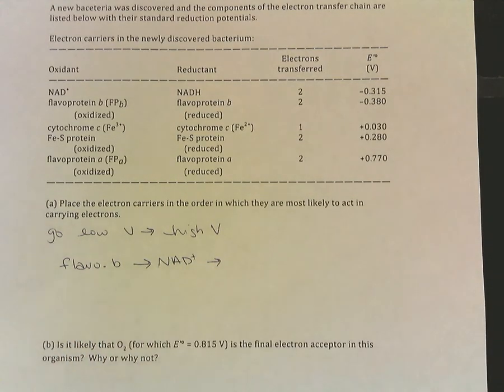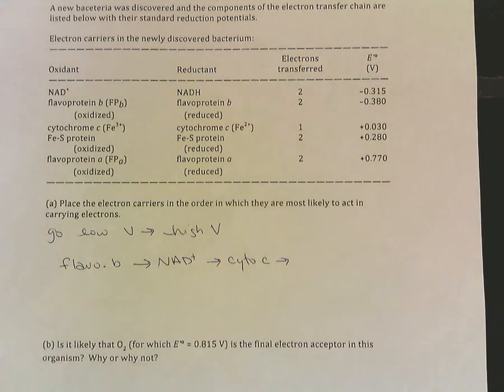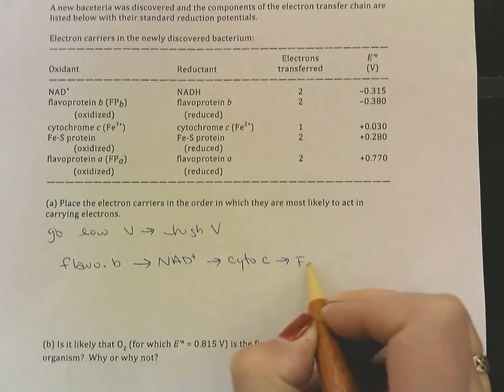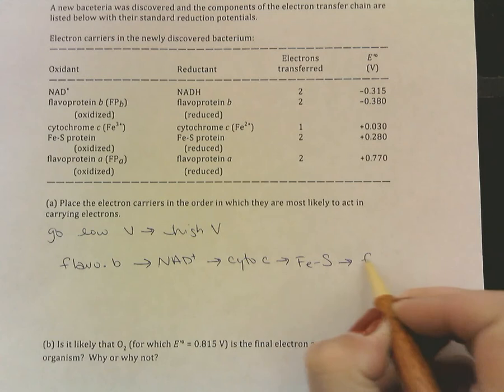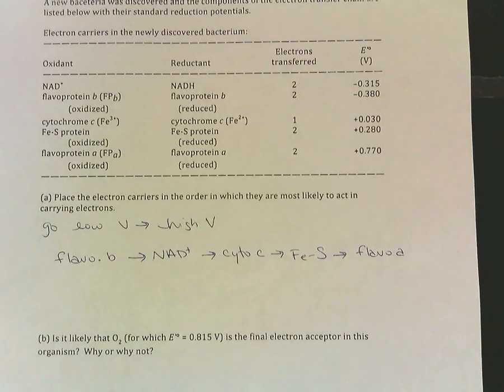Okay, what needs to be then the third component of the chain? Cytochrome C. Mm-hmm. Then what comes next? Iron sulfur. All right, so that is it in order of low to high, right? So that would be the order of the 5 components.